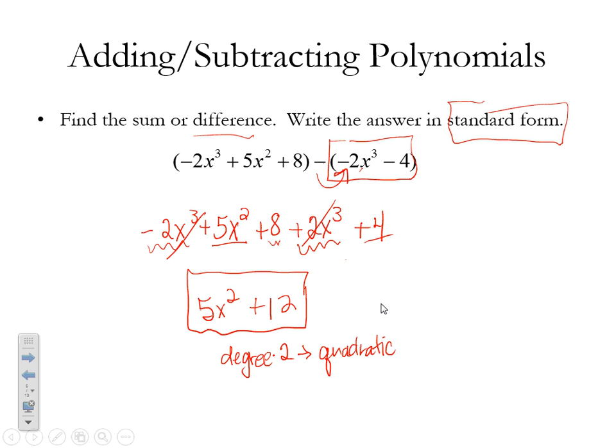And this would also be a binomial because there's 2 terms. Look at all those vocabulary words I'm using. I know, you're probably rolling your eyes.